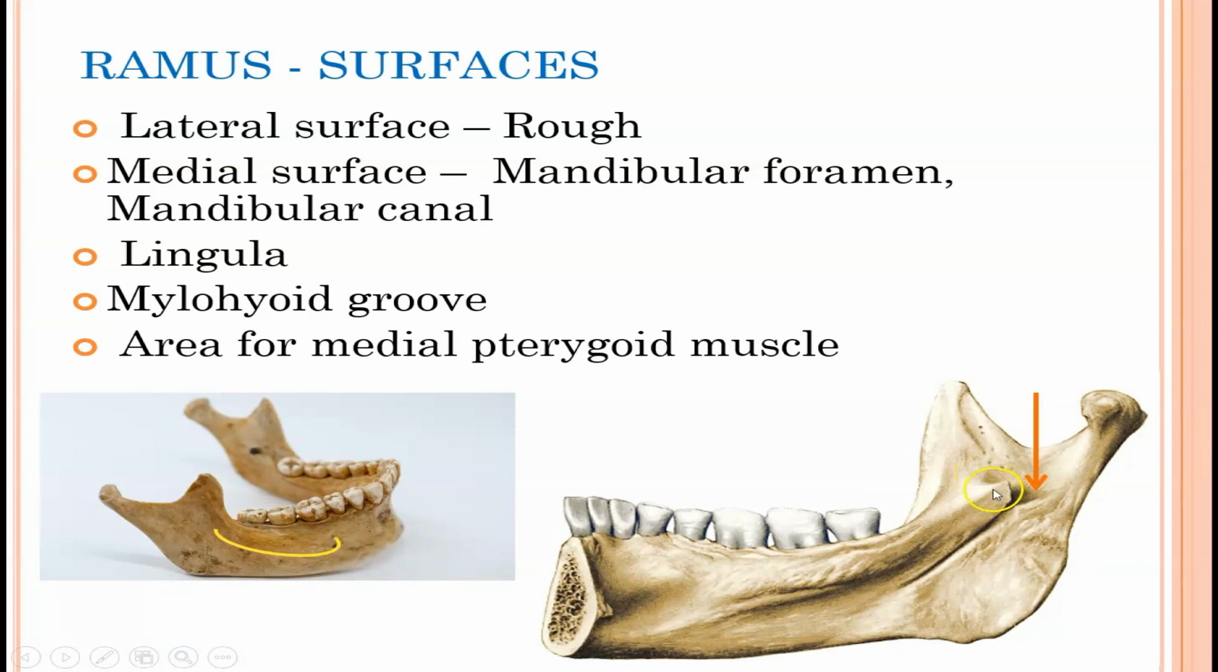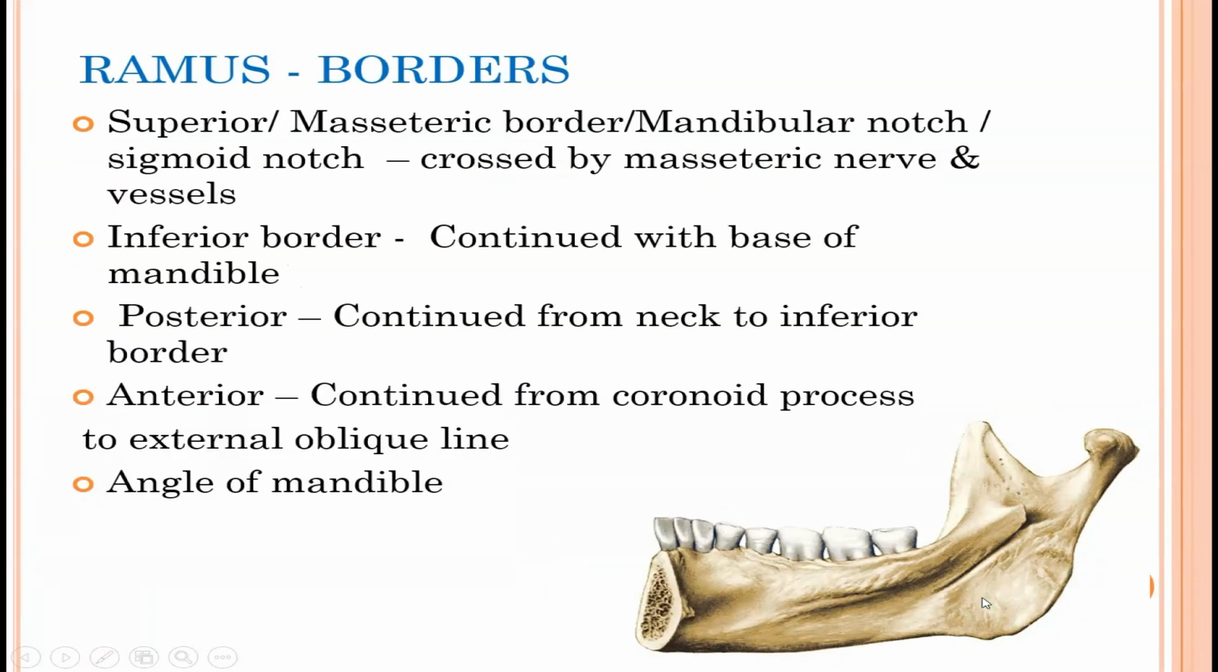Near the mandibular foramen, we can see a tongue-like projection called the lingula. Just below the mandibular foramen is a linear groove called the mylohyoid groove. Just below the mylohyoid groove is a roughened area for the attachment of the medial pterygoid muscle.